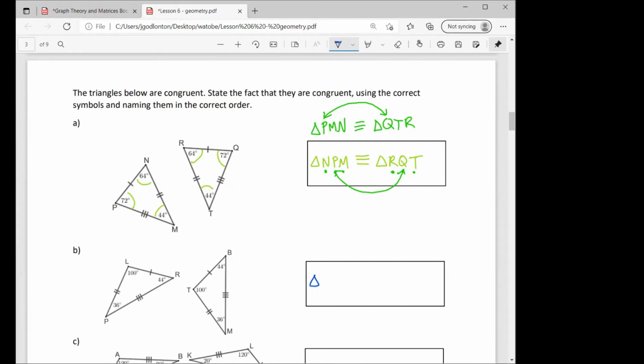Okay. So triangle LPR, that's how I'm going to do mine, is congruent to, now L needs to be the same as T. So as long as your L and your T are linked in whatever position they are in, then that's great. Then I have P, which is 36. So I need to write M. Make sure your P and your M are linked. And then R is last, which is 44. And that's my B. And they need to be linked as well. Okay. As long as you're in the same position, then that's fine.